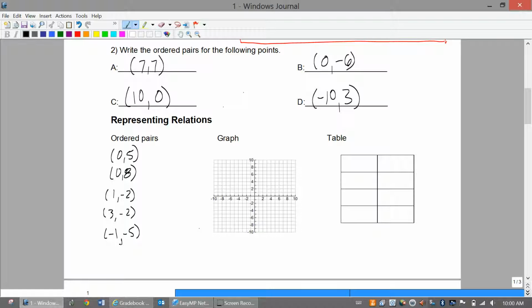Let's now represent that as a graph in the Cartesian coordinate grid. We go ahead and just drop the points in and plot them. That would be a visual way to represent it. Plot (0, 5), plot (0, 8), plot (1, -2), plot (3, -2), and plot (-1, -5). Oops. Sorry, you know what? I plotted these two wrong. Let's backtrack and do that again. (0, 5) and (0, 8) would be up there. And then (1, -2), (3, -2), and (-1, -5) up there. Sorry about that.